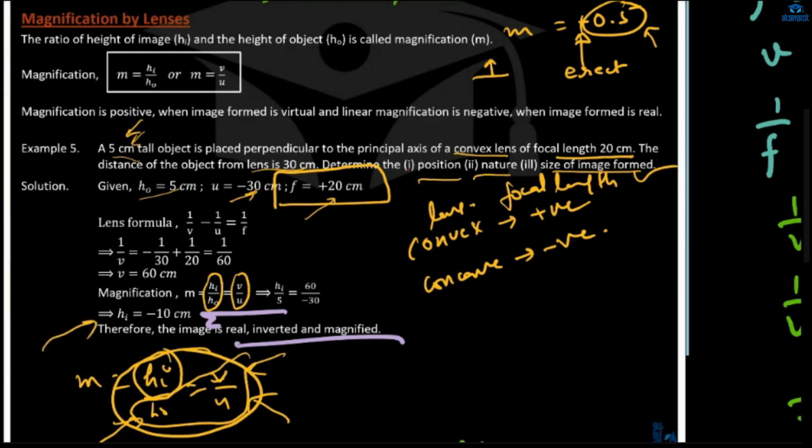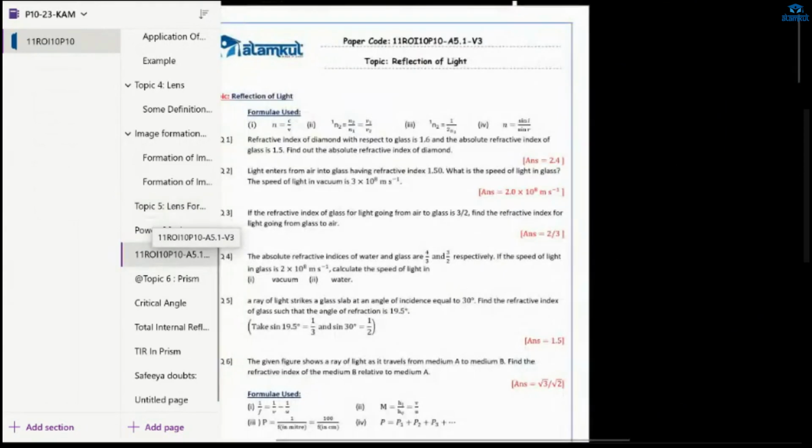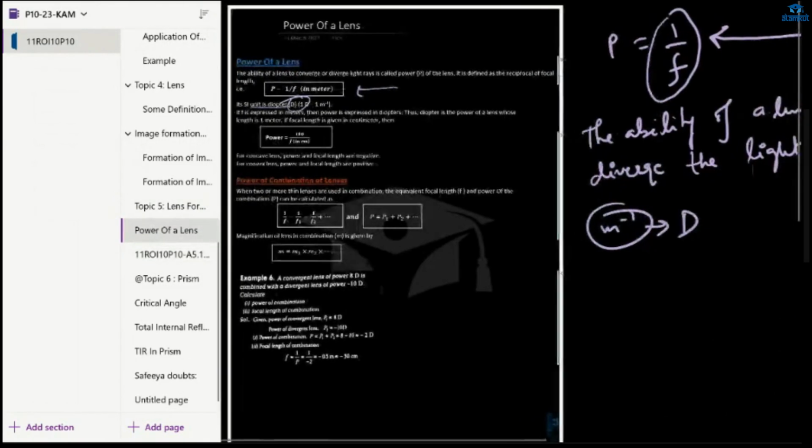It means the image is real, inverted, and magnified. Magnified why? Because the object was 5 centimeter, and the image is found to be 10 centimeter. And it's in minus, so minus means it will be inverted. Is it fine? Likewise, we'll do these questions. We'll discuss this assignment paper also in this class after this, power of lens.